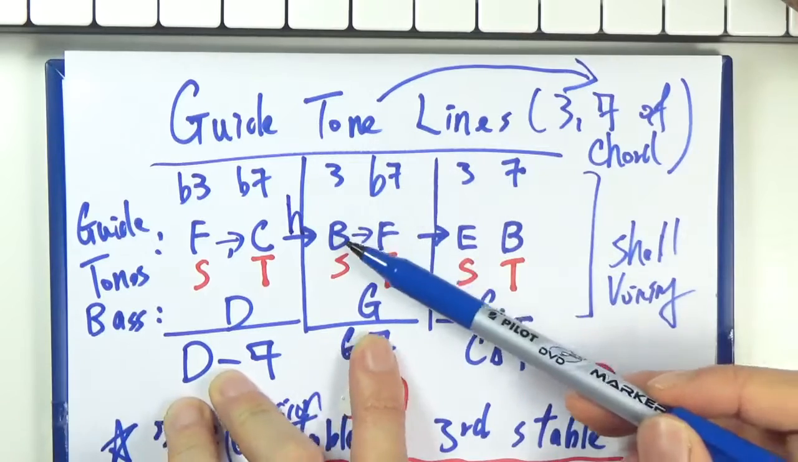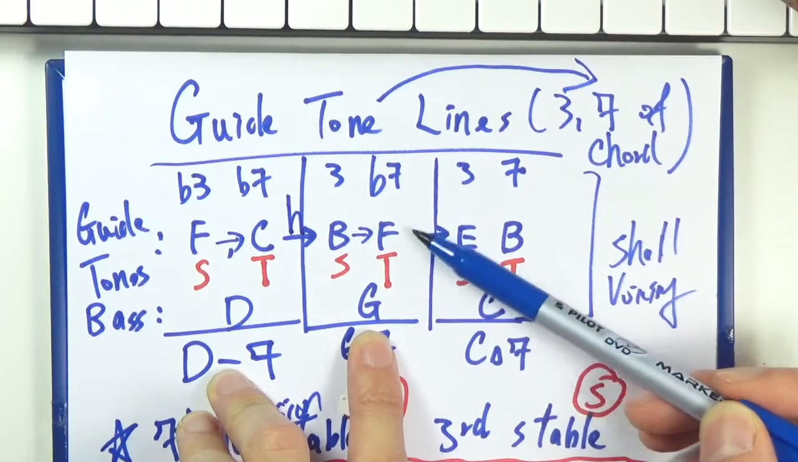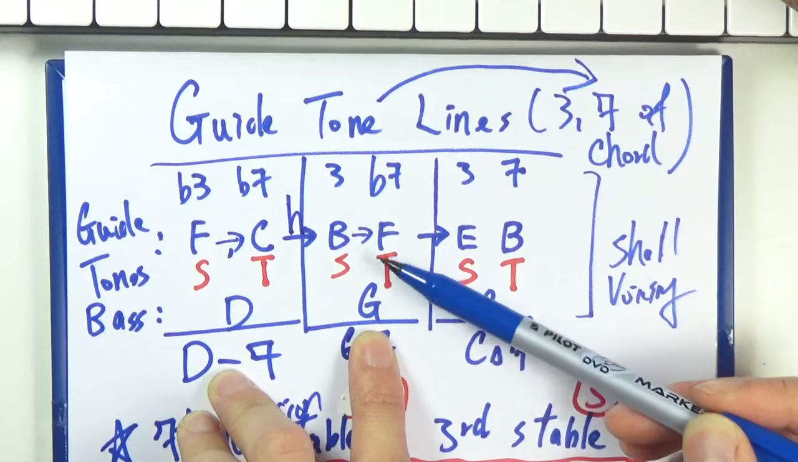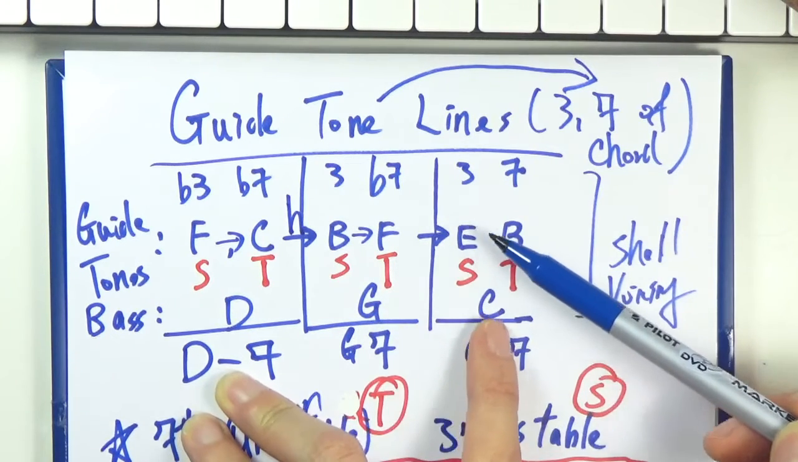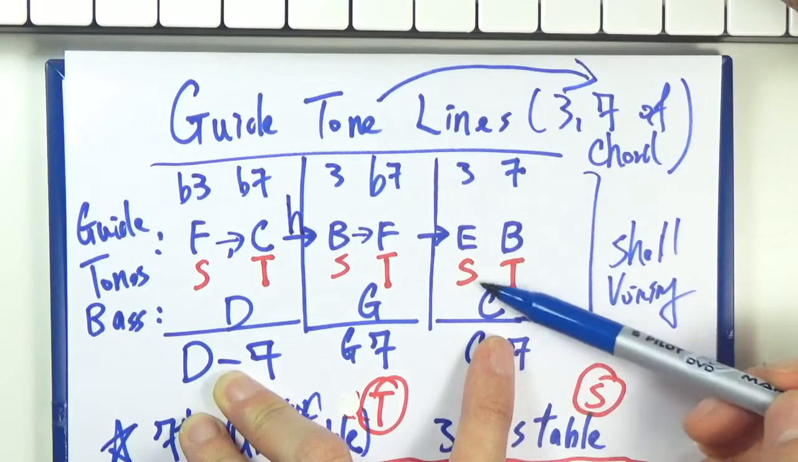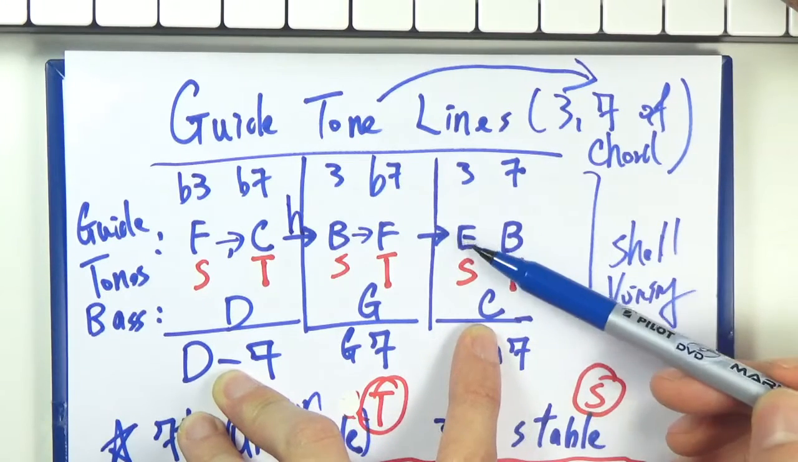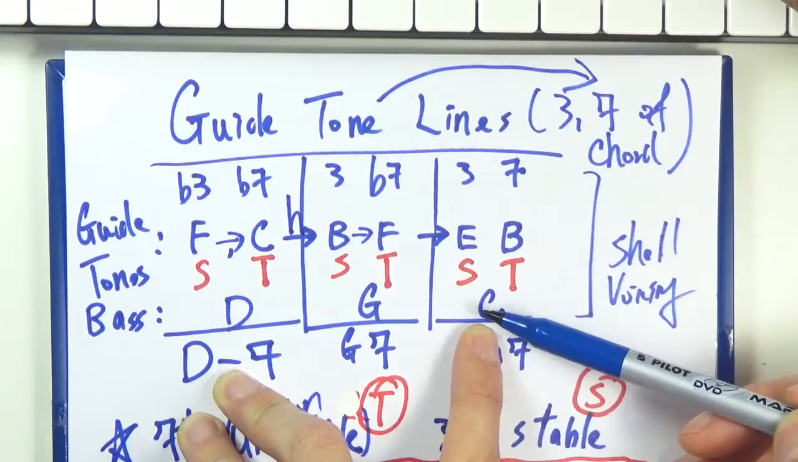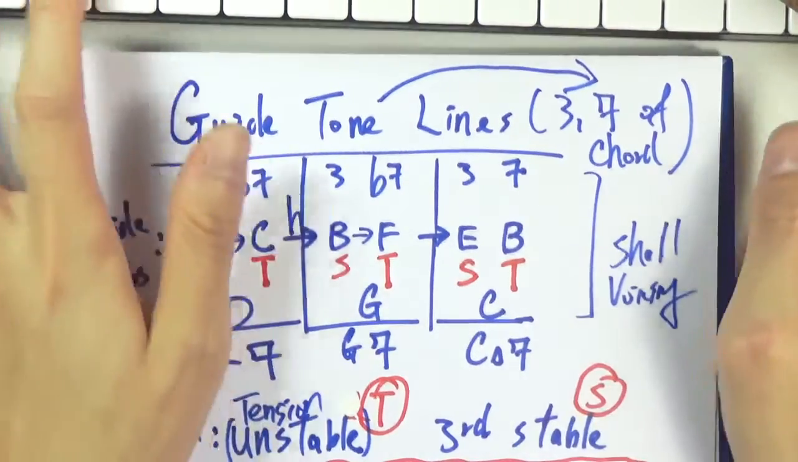Okay, B going to F would become a tension again. So G, F, the 7th here is actually a tension, and the 7th degree needs to be resolved. It will become a 3rd degree here in the C major 7 chord. So C, E. So this becomes stable. B becomes a tension again. If I play this, it would become something like this.